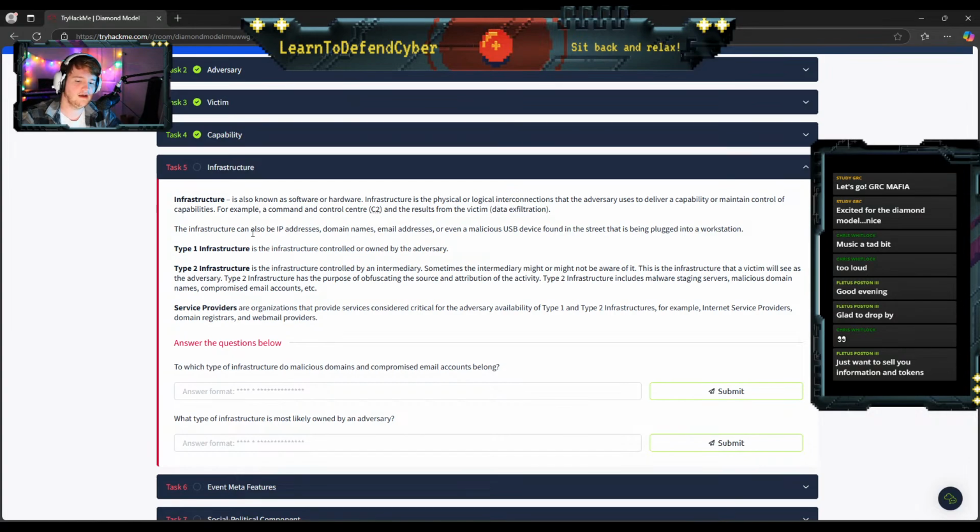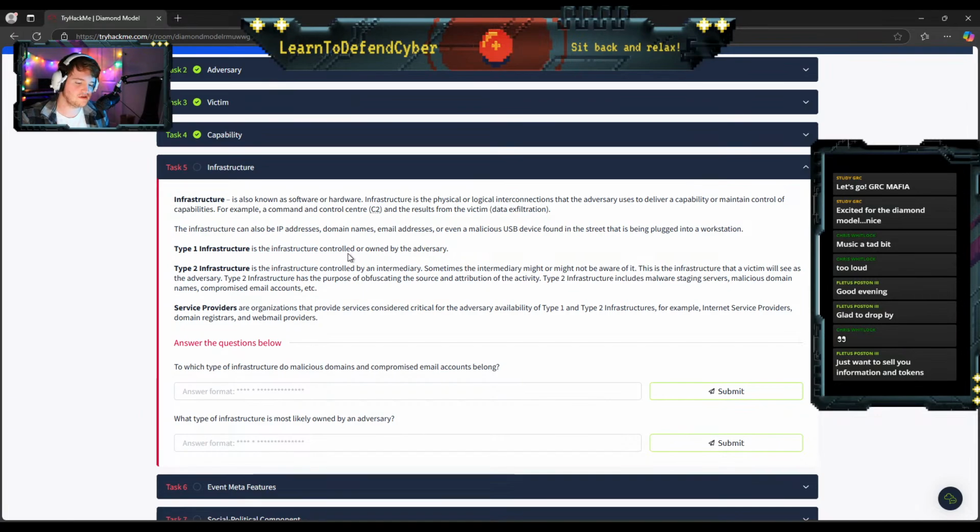a C2 network is essentially boiled down to its barest bones, a host and a recipient. An attacker gets a piece of malware on a device, and then from their command and control center, they send commands to it and receive feedback from the infected host. So infrastructure can be IP addresses, domain names, email addresses, malicious USB. So I guess if they really like SanDisk, then that's a part of their infrastructure.